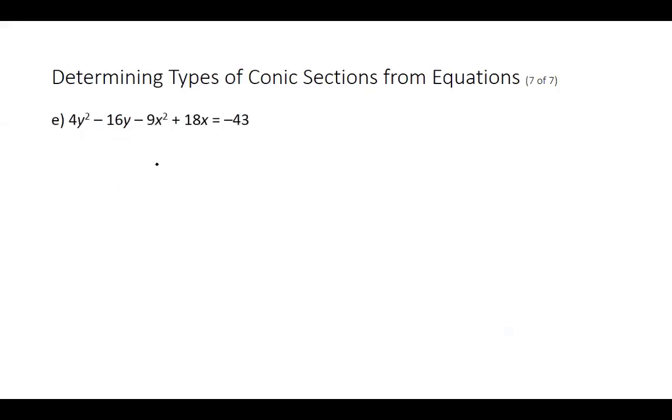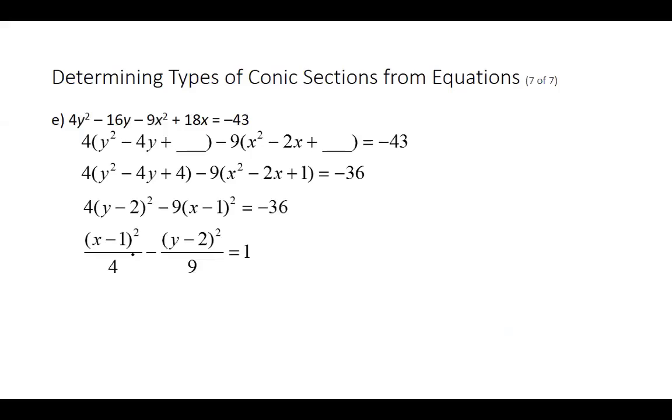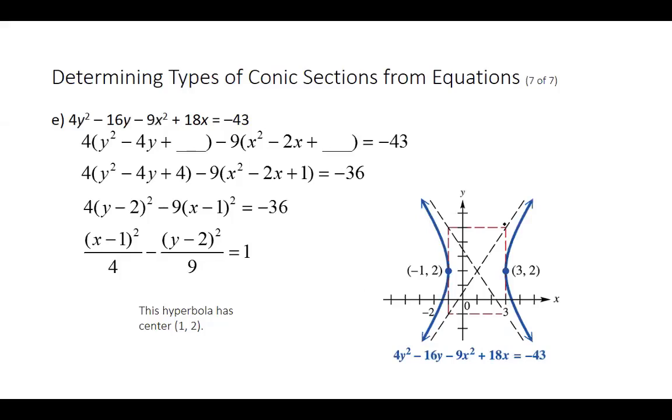Next one, to see what this shape looks like, we need to complete the square. You should all know how to do that by now. And here we get the minus. So it looks like it is the hyperbola. The center would be at (1, 2), and that is the hyperbola that opens on the x-axis. As you can see, x comes first, and that would be the shape of that.